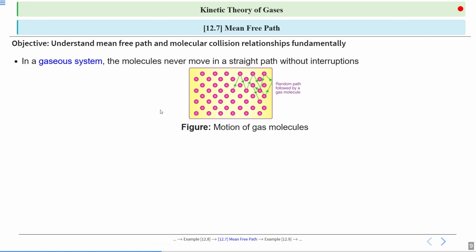This figure illustrates the erratic motion of gas molecules. Gas molecules move randomly. Notice how they constantly change direction. This is a key characteristic of gases that we will explore further. So here molecules move randomly, or we can say in zigzag motion. The directions of the molecules are not fixed.